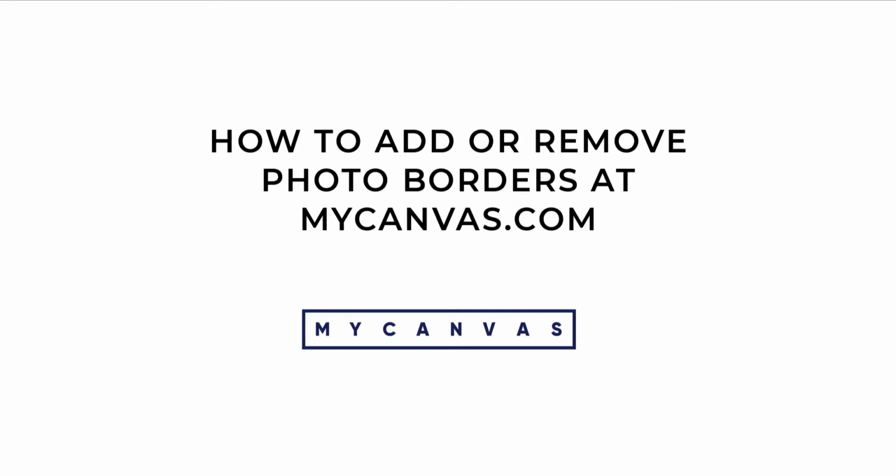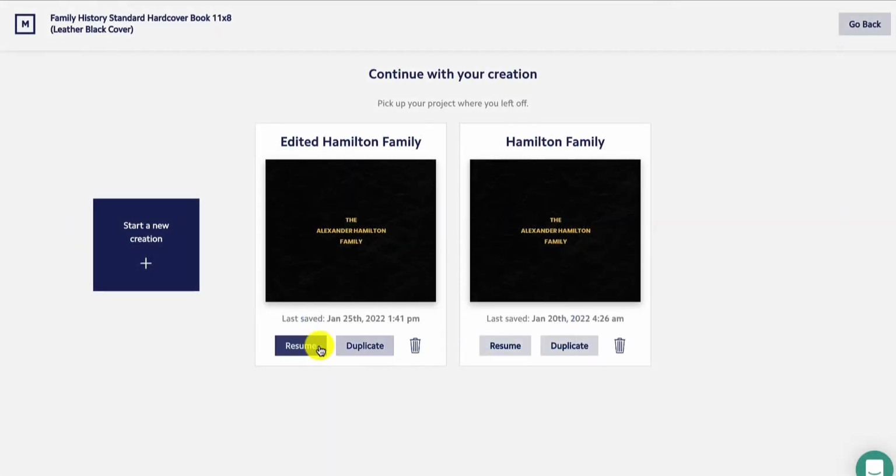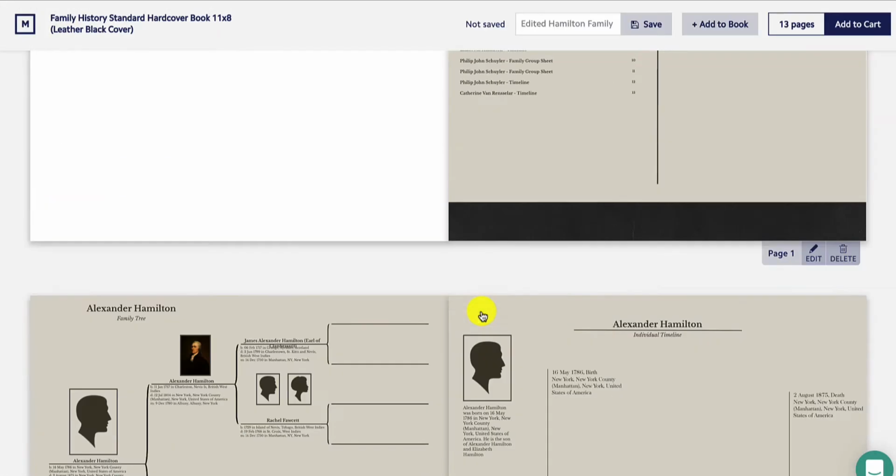In this tutorial, you'll learn how to add borders and remove borders from images and embellishments in your family history project. These edits can be made within all family history projects. Open your project and head to the page you'd like to edit.